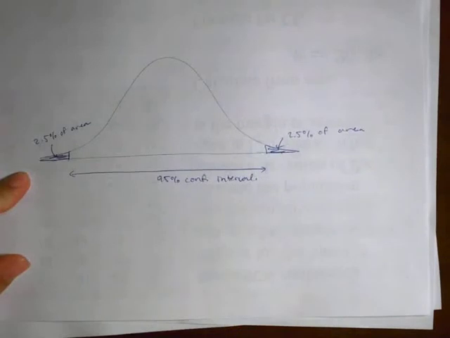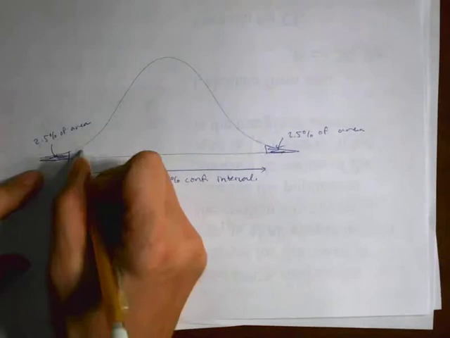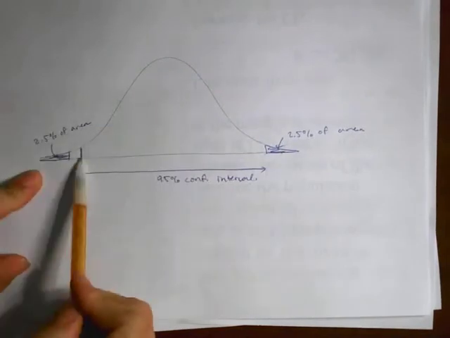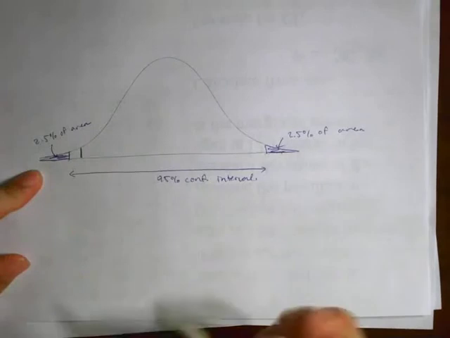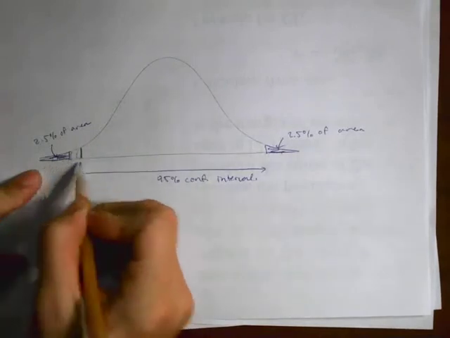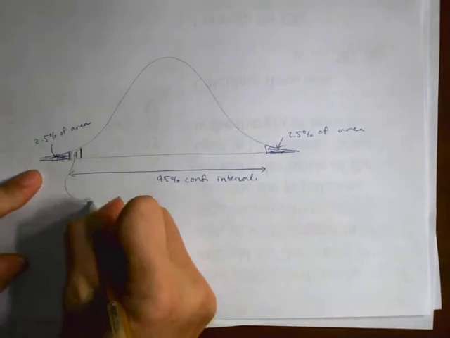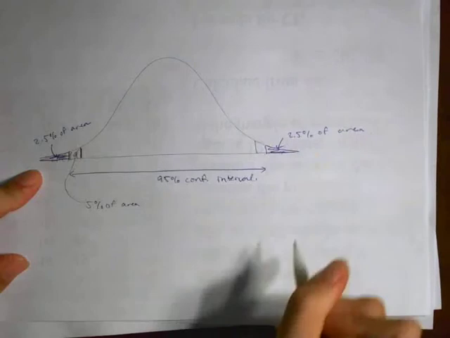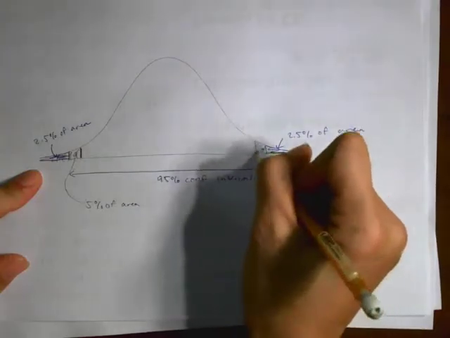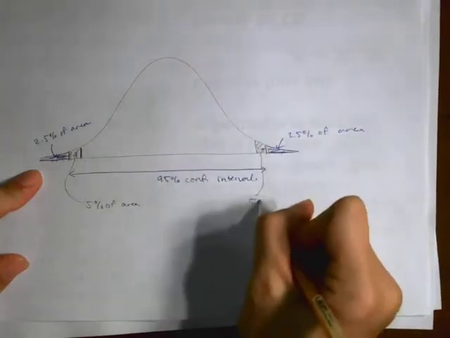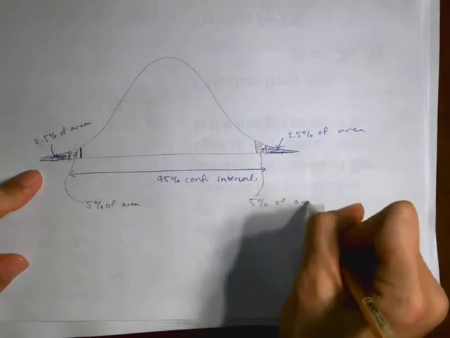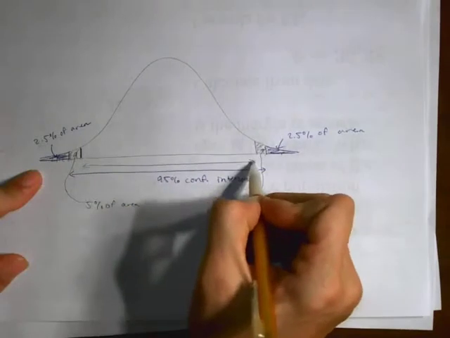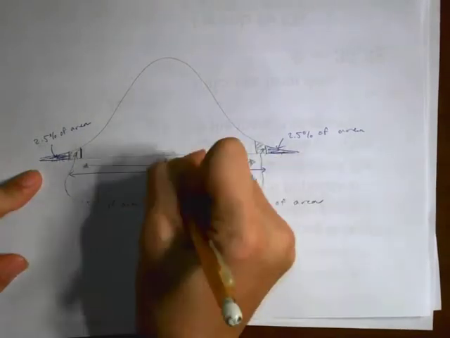Now for my 90% confidence interval, I want to find some new critical value here, where now the area to the left of this curve is 5% of the area. And this new critical value here, where the area to the right of this curve is 5% of the area. Which means that my confidence interval for 90% will only go from here.